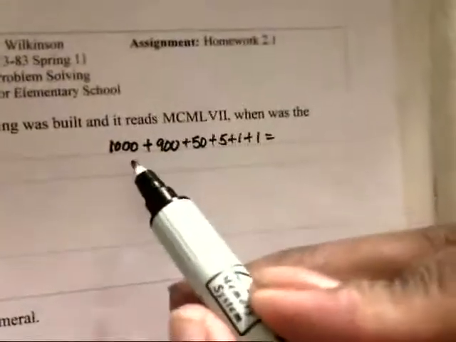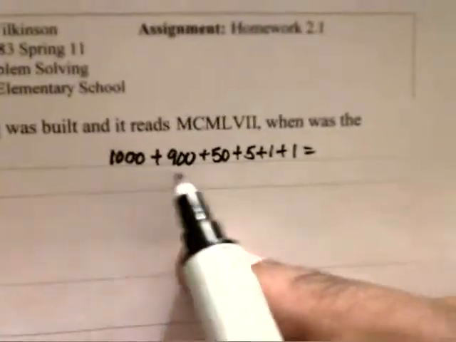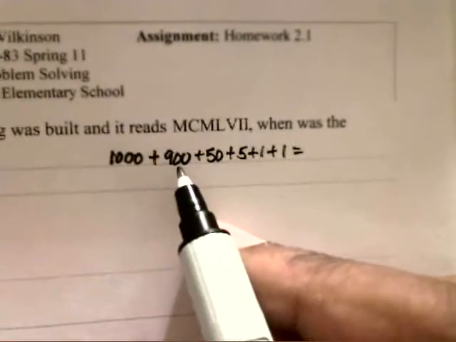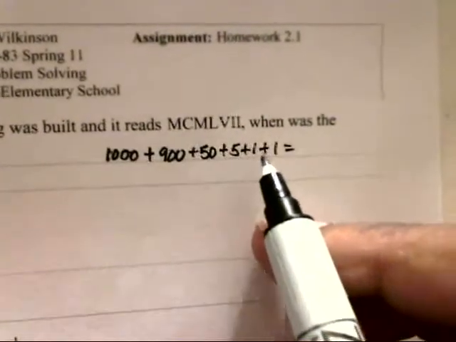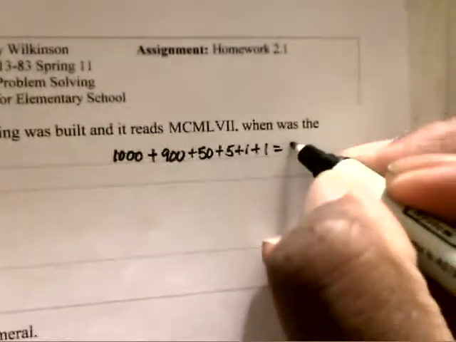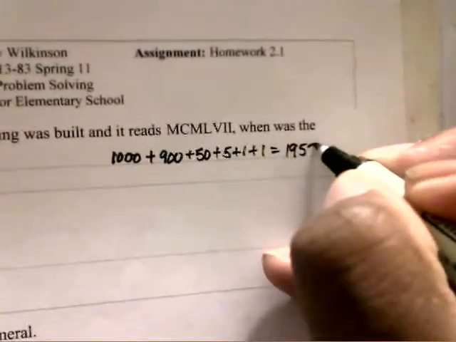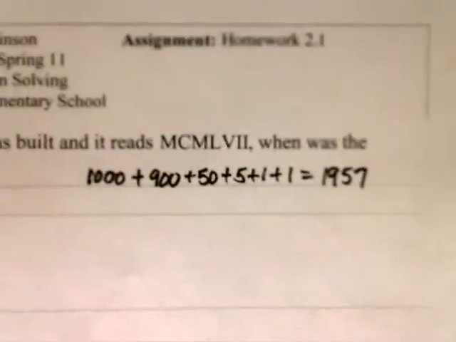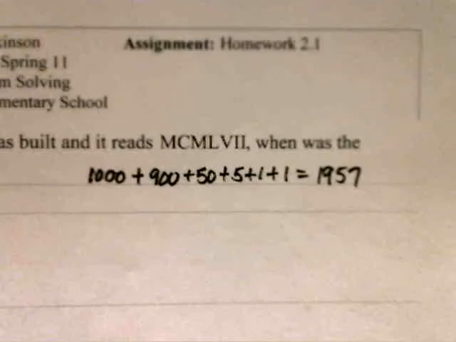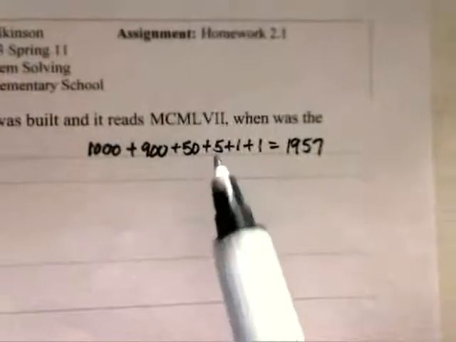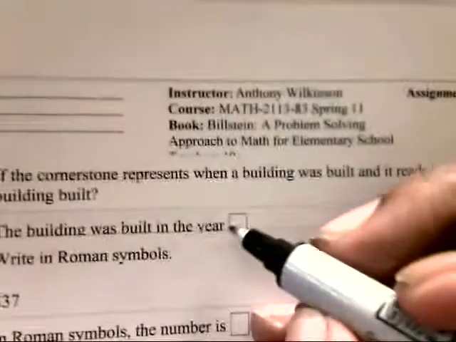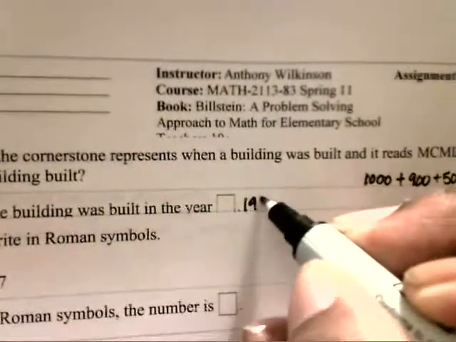So if you were to add these numbers together, 1000 plus 900 plus 50 plus 5 plus 1 plus 1, you'll get 1957. So here, the building was built in the year 1957.